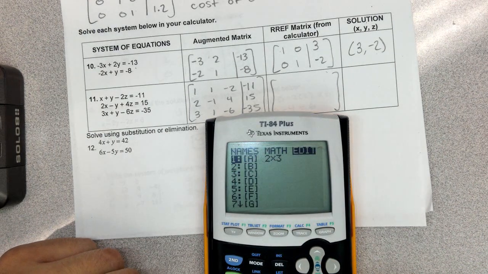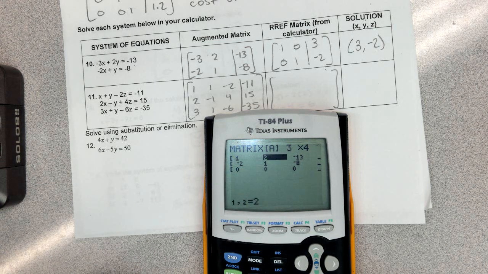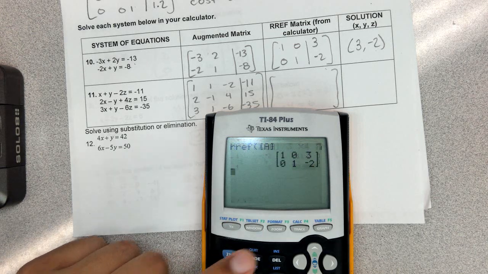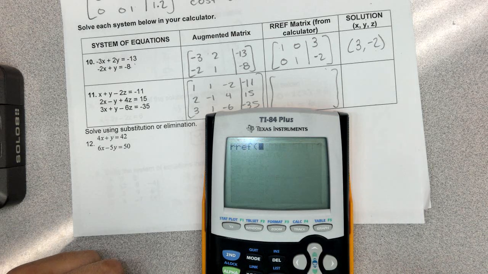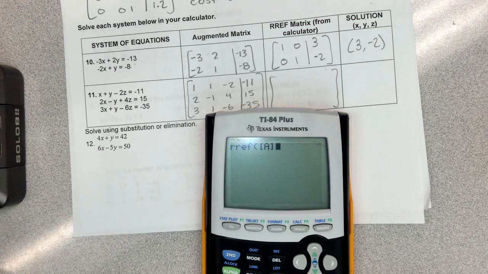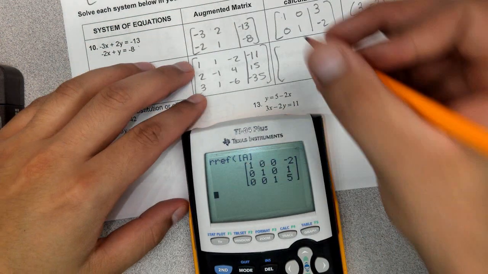So second matrix, edit, this time we have 3 rows, 4 columns. First row contains 1, 1, -2, -11. Second row, 2, -1, 4, 15. Third row, 3, 1, -6, -35. Alright, second matrix, math, RREF, second matrix, insert matrix A, and then enter, and then you get the reduced row echelon form matrix.